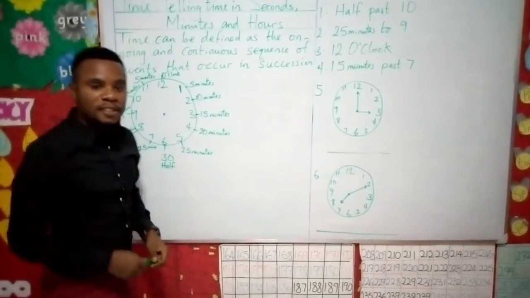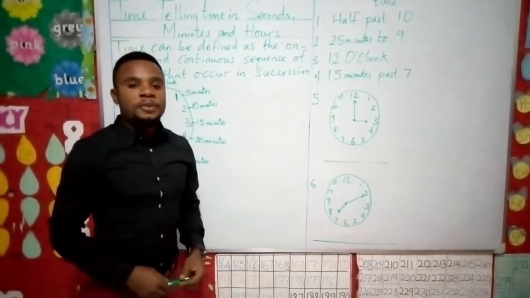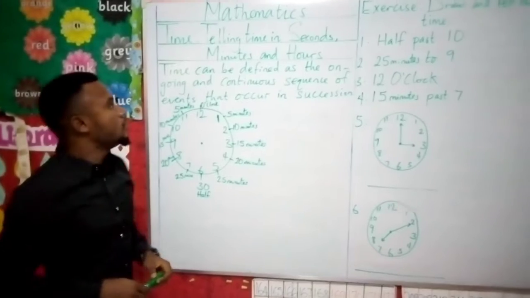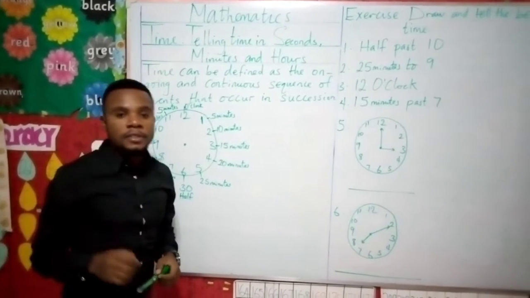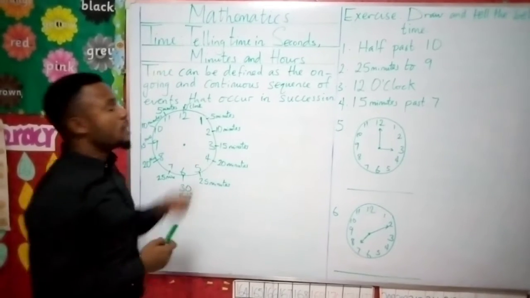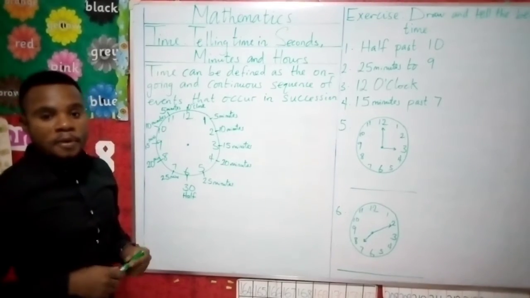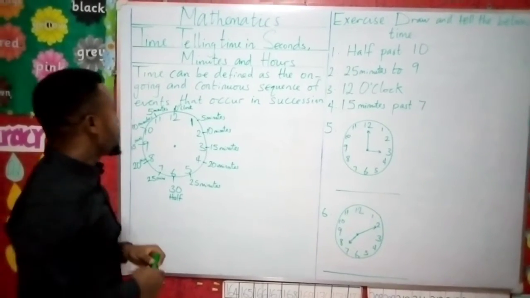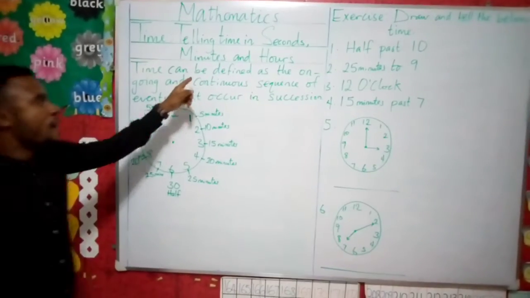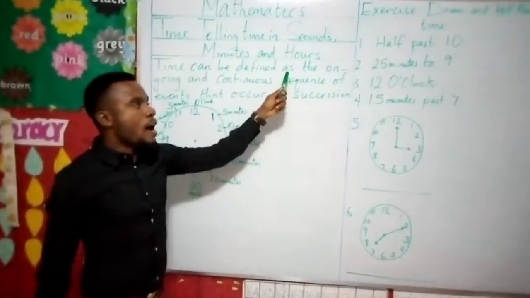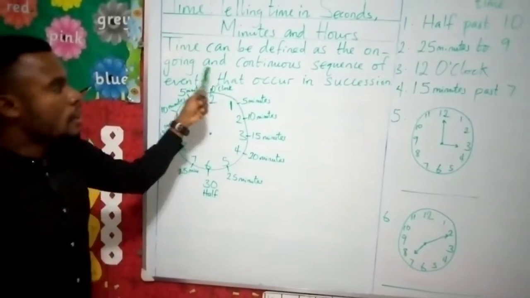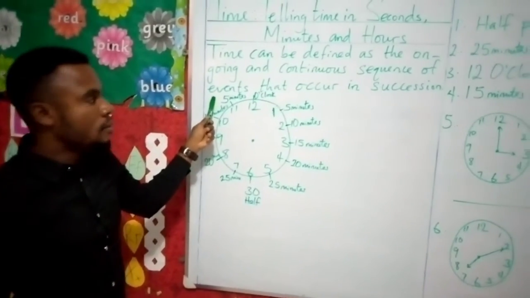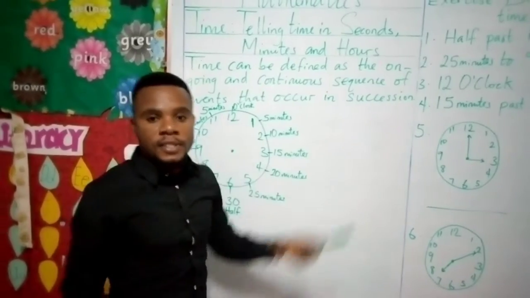Good morning, everyone. In our previous class, we talked about time, turning time in seconds, minutes, and hours. Now we'll be looking at this again in mathematics. But before we go further, I want to refresh our memory on the definition of time. We say time can be defined as the ongoing and continuous sequence of events that occur in succession.